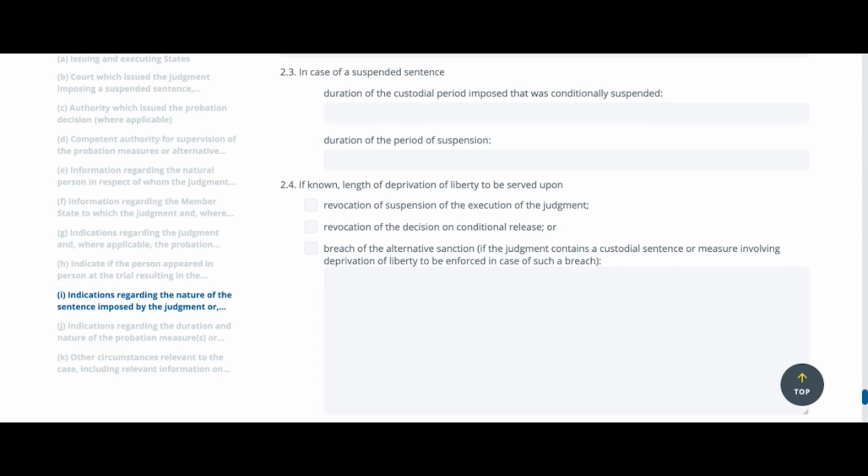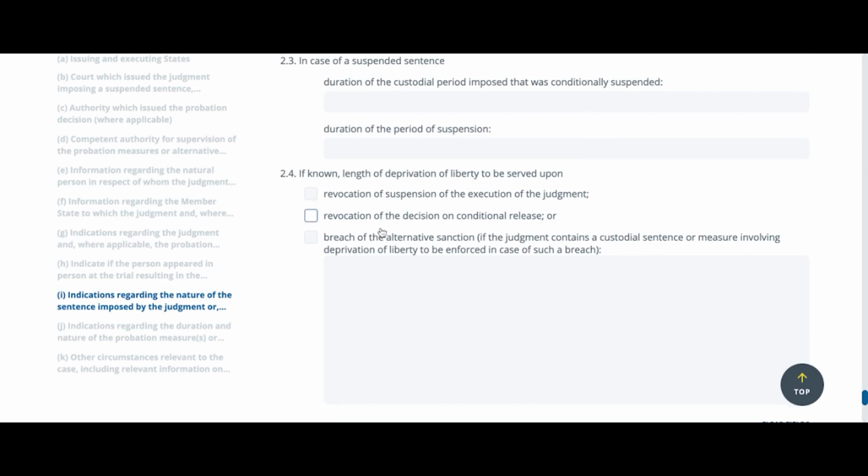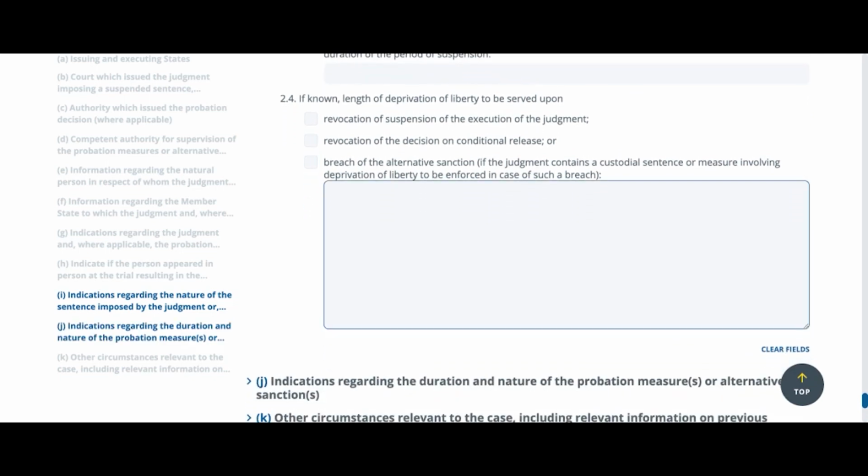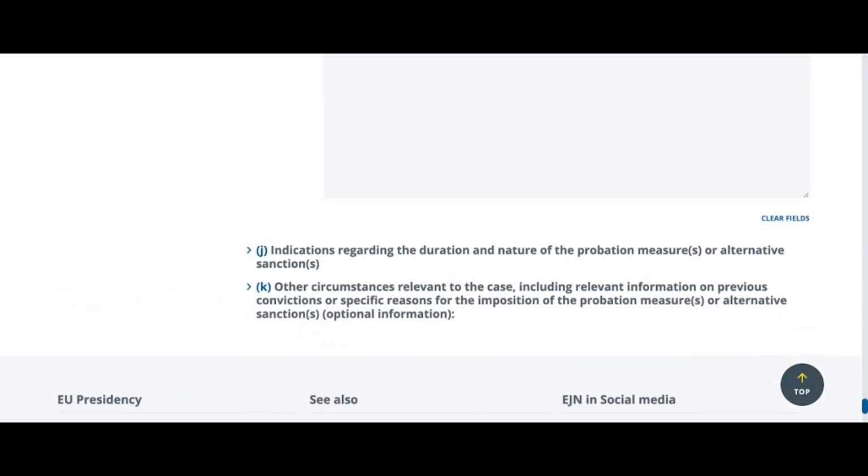And again, if known, the length of the deprivation of liberty to be served in case of revocation of the suspension of the execution of the judgment, revocation of the decision on conditional release, or breach of an alternative sanction, especially if the executing state is also assuming the subsequent decisions in case of a breach. This information needs to be as detailed as possible.